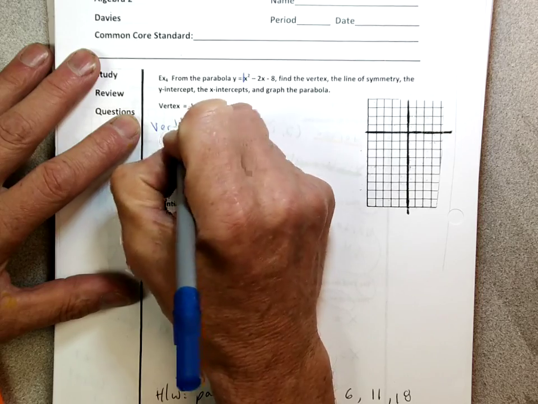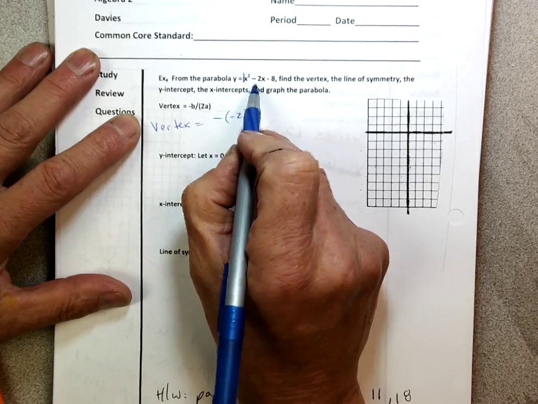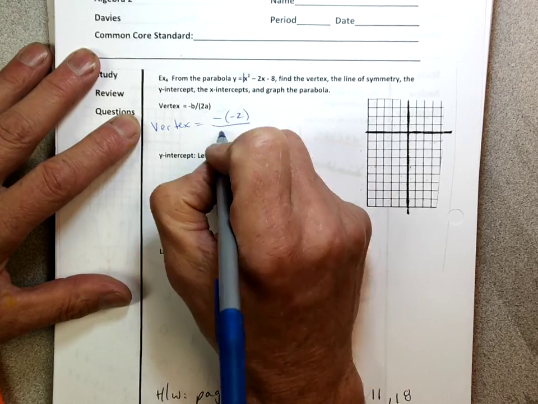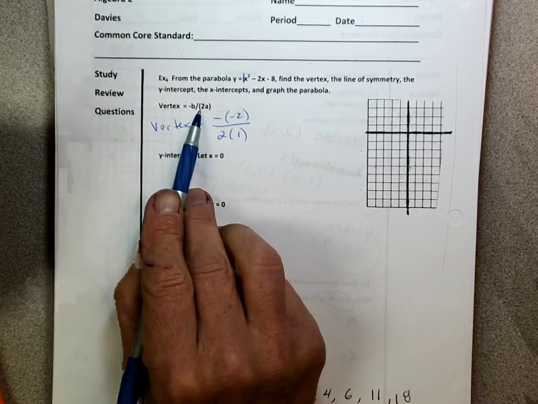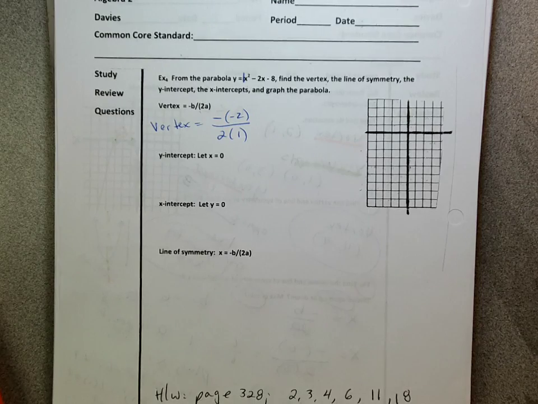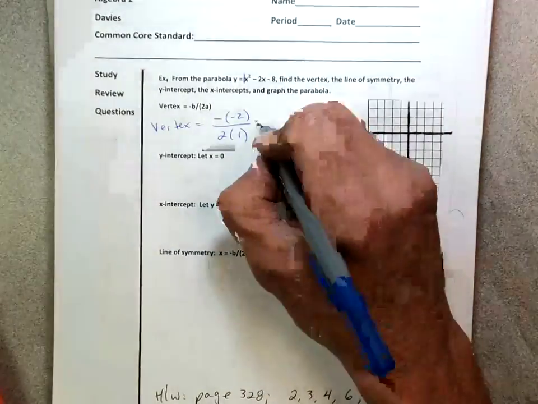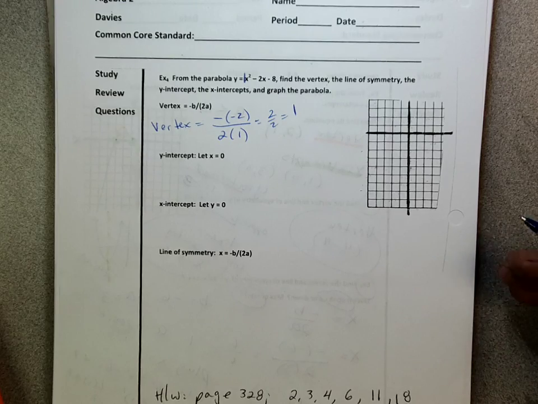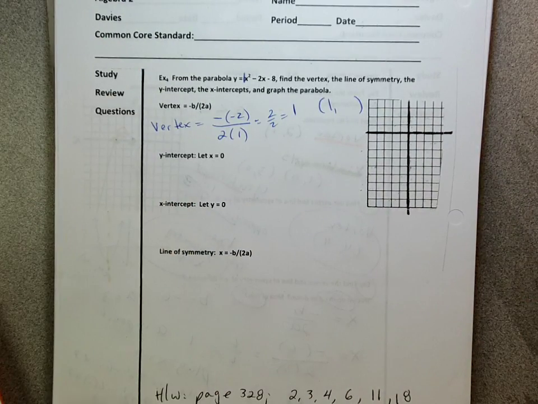So we're going to go, okay, vertex for us is going to be negative b over 2a. But b is negative, so negative negative 2 over 2 times 1. I'm just using my formula. The 2 is in the formula, so the 2 will always be there. So I just went negative b over 2a. So I get 2 over 2, which is 1, right? But again, the vertex is a point. So the vertex is going to be 1 something.